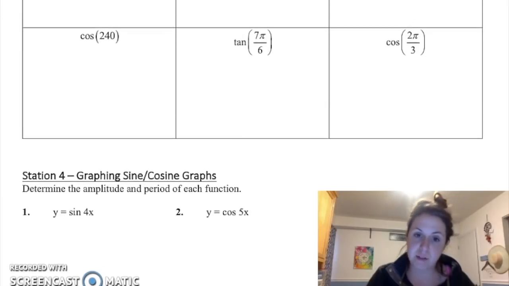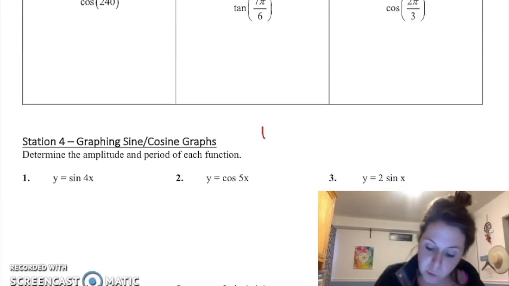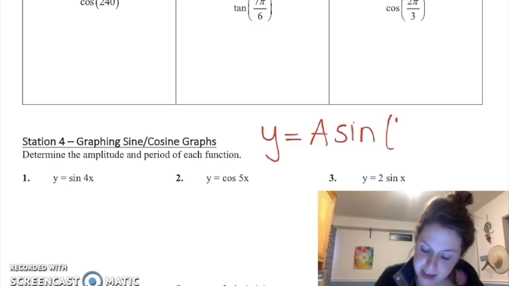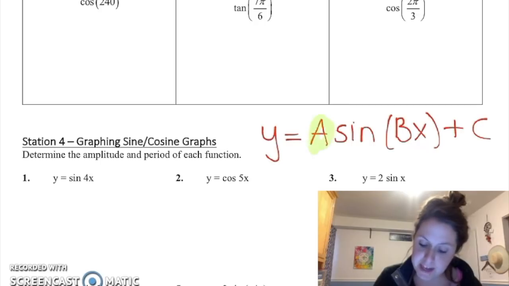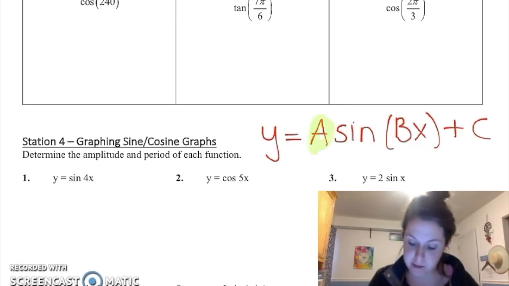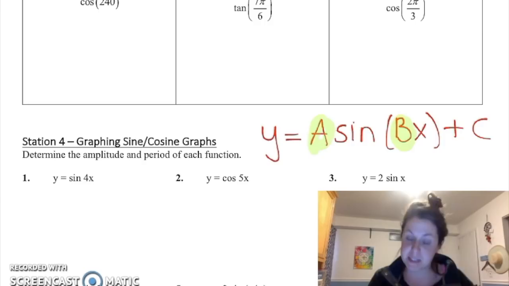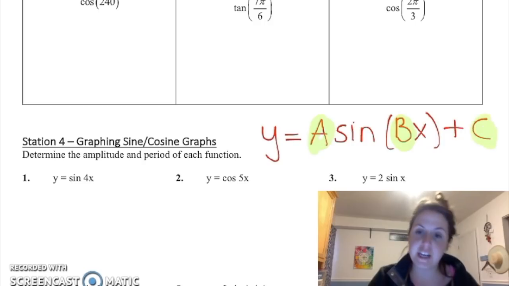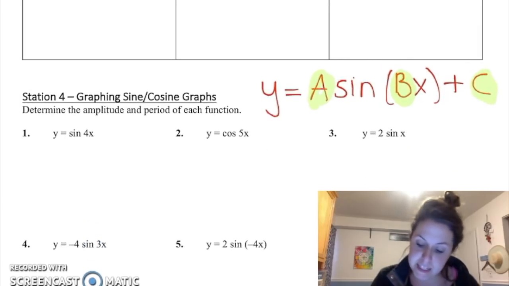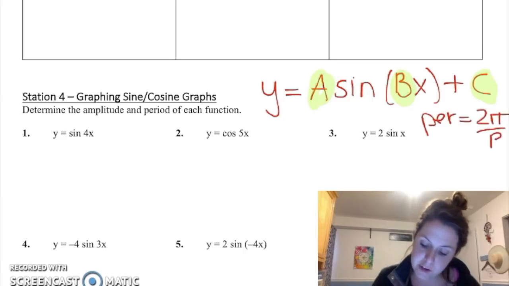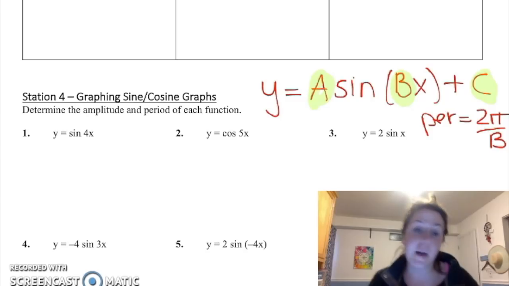To know about equations of sine and cosine: y equals A sine bx plus c. The important things I'm looking at here are A, which is my amplitude, B, which is the frequency, and C, which is the midline. Now remember, to get the period, that would be 2 pi over your B value. So let's look at a couple of these.